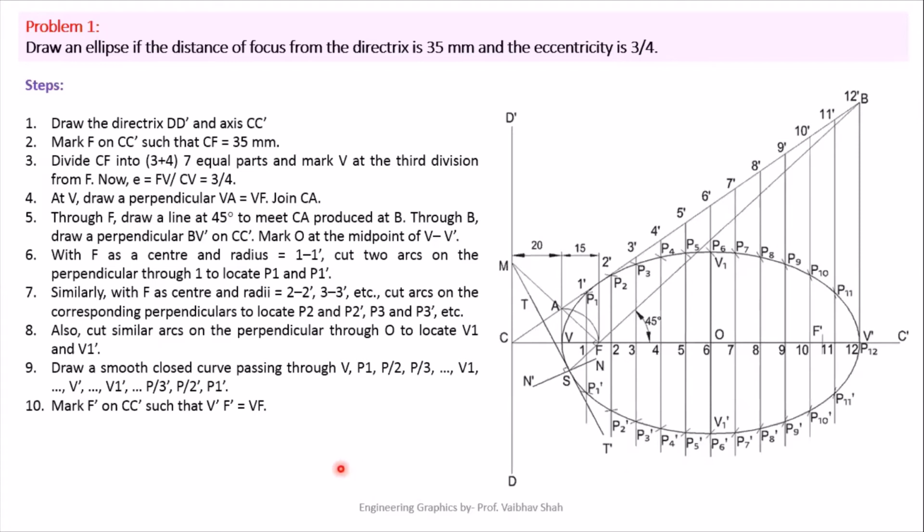So this was all in example number 1. It is easy. You have to practice 2-3 times and you can master this diagram. So now let us move ahead.